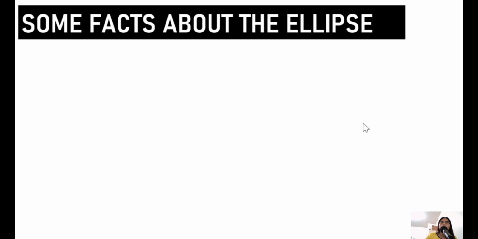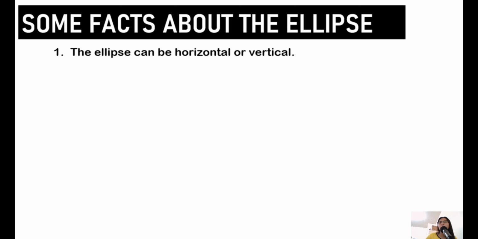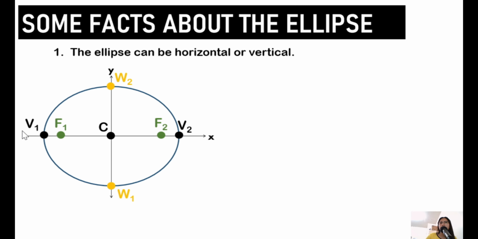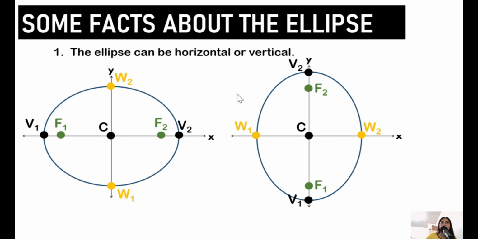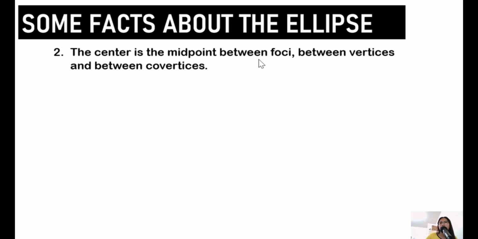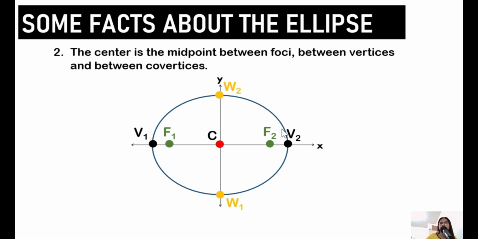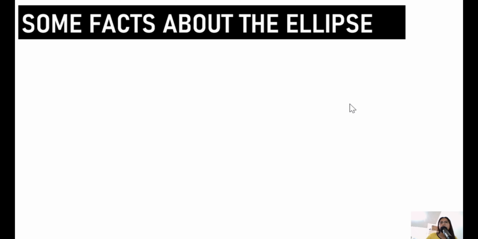Okay. So let's have some facts about the ellipse. The ellipse can be horizontal or vertical. So, pwede ingunani? Pwede pahigda ang itsura sa atong ellipse. Pwede pud siya patindog. Ingunani ang itsura. Okay. The center is the midpoint between foci, between vertices, and between co-vertices. Okay, so sa center, naka-located na siya tunga-tunga sa duha ka focus o duha ka vertex.